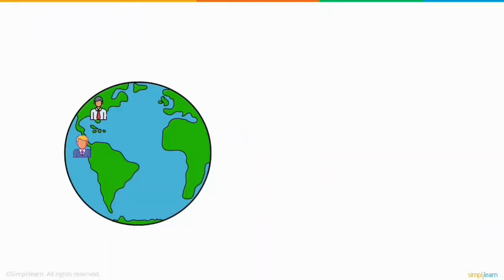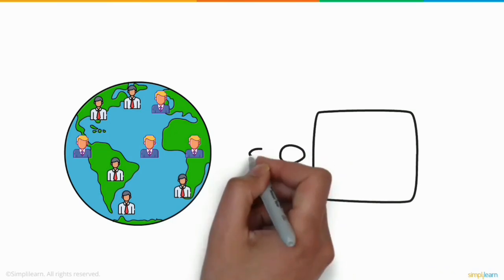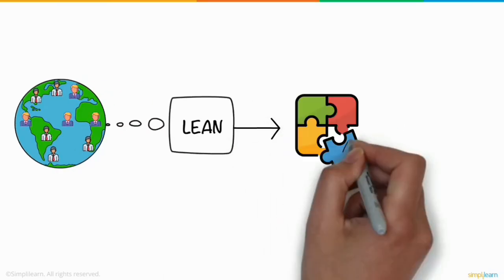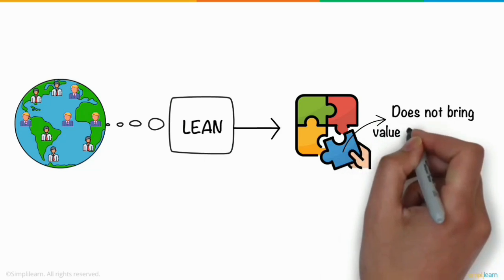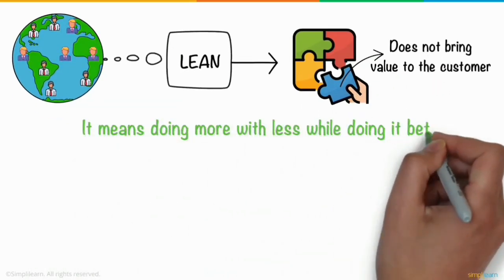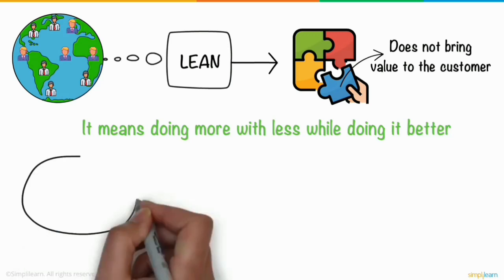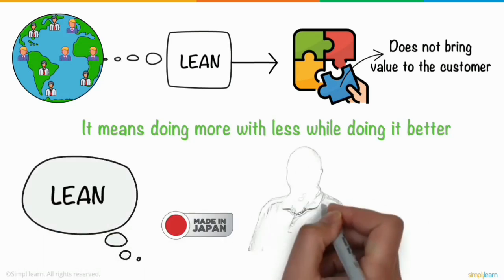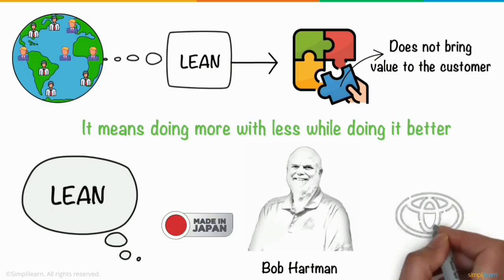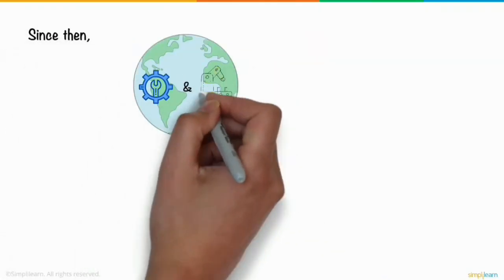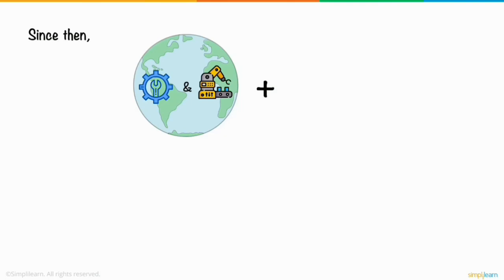Another commonly used methodology adopted by companies around the world is Lean. Lean is a methodology that aims to remove any part of the process that does not bring value to the customer. It means doing more with less while doing it better. The philosophy behind Lean comes from the Japanese manufacturing industry, by Bob Hartman, who at the time was part of Toyota. Since then, across the world, services and manufacturing organizations have incorporated Lean within their businesses.